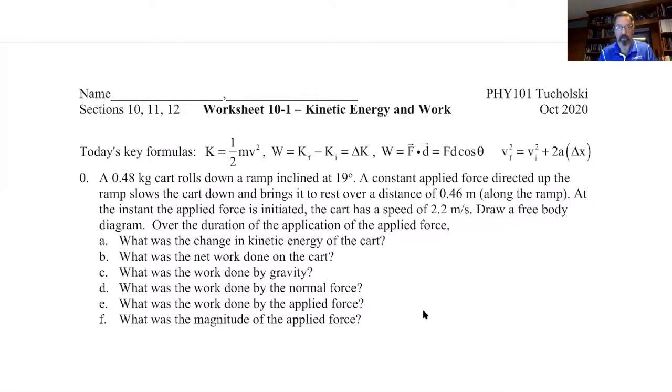All right. Let's turn that way. And I got a problem where I've got a cart of 4.8 kilograms rolling down a ramp.